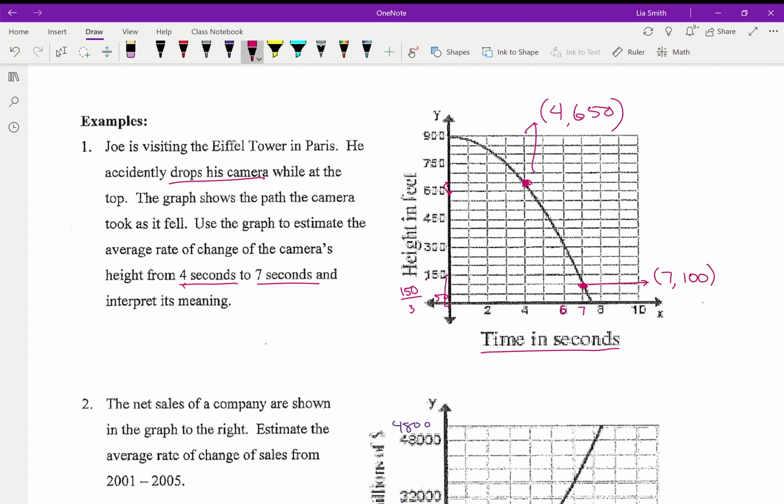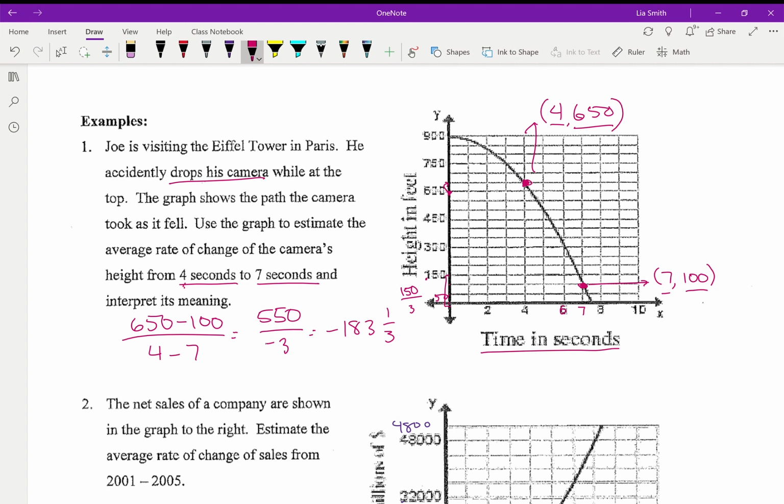So the average rate of change, we take the y values of 650 and 100 and subtract them. Then we take the x values and subtract them, 4 minus 7. So 550 divided by negative 3. That's going to give me negative 183 1/3. Now, what does it mean when your rate of change is negative? It means that something's dropping, it's going down.